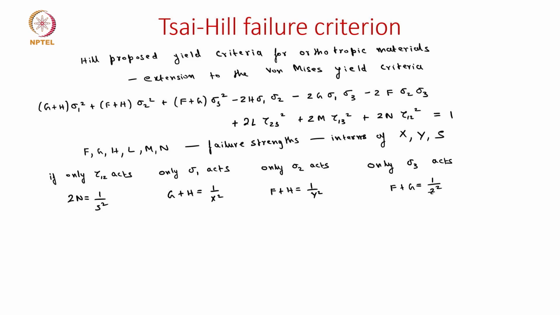So we'll move from the three-dimensional stress state to the two-dimensional stress state. So let's say in a 2D stress state, we'll consider plane stress. So in the plane stress state, the out-of-plane stresses go to 0, which means sigma 3, tau 13, and tau 23 all go to 0.